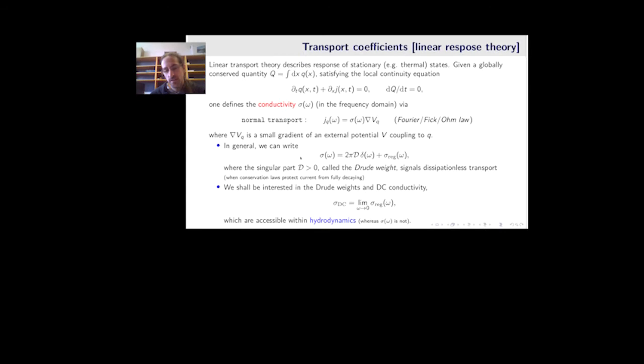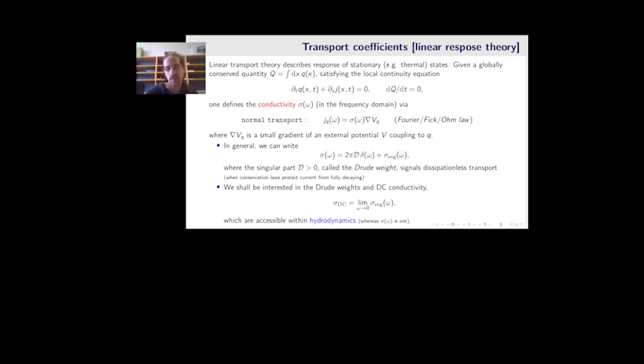And then in general, this is some function that depends obviously on frequency omega of your perturbation. And generally you can split it into two parts. So sigma reg denotes the regular part, and then in some cases there will be a delta peak at zero frequency with a coefficient called calligraphic D, and this is known as the Drude weight.